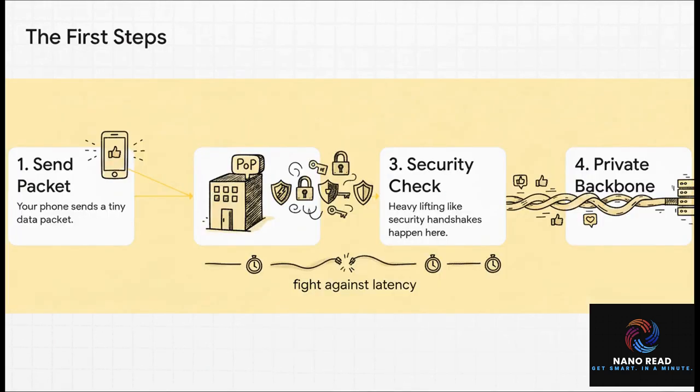So here's what happens in those first few moments. Your phone shoots off a tiny little data packet, but it's not going all the way to a main data center. First, it hits a local point of presence, or POP. The POP does all the initial heavy lifting, the security handshakes and all that, and then it sends your like on its way through Facebook's own private fiber optic superhighway. The whole goal? To wage war on latency.